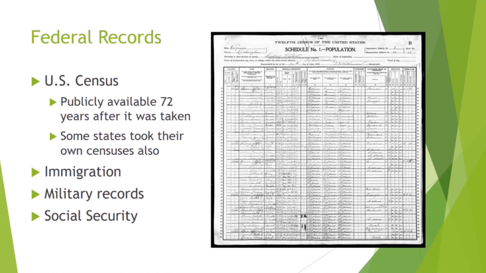Immigration records can be helpful when you're doing genealogy research, and of course, the federal government cares about who's coming in and out of the country, so you might find passenger lists, customs lists, naturalization papers.